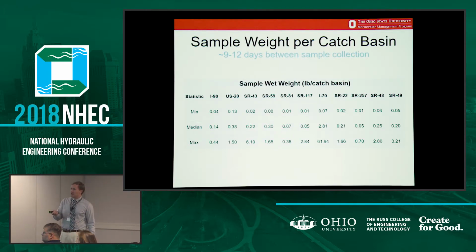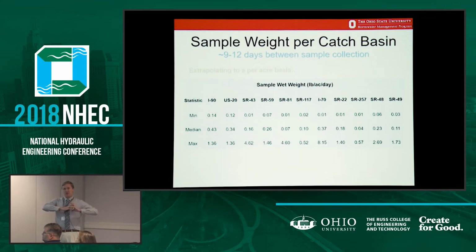And you can see there's a high level of variability. The median in pounds per catch basin over, again, a 9 to 12 day interval was generally less than 1 pound. We had one site along I-70, which is a hugely traveled corridor here in Columbus, that had much, much higher trash loadings than any other. And you can see the maximum trash loading over a 9-day period was 62 pounds. So that's a lot of trash, right? And so that would completely clog any catch basin insert on the market in a week, essentially, at that particular site. Again, that was only 1 week out of an entire year of monitoring, so keep that in mind.